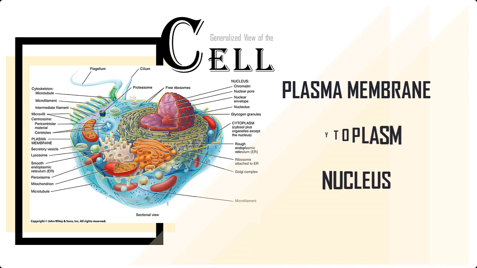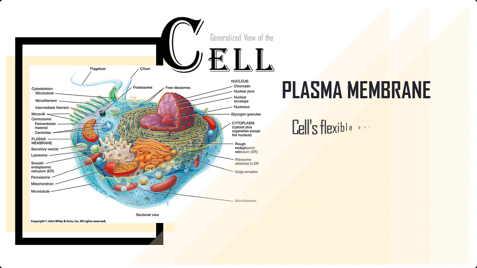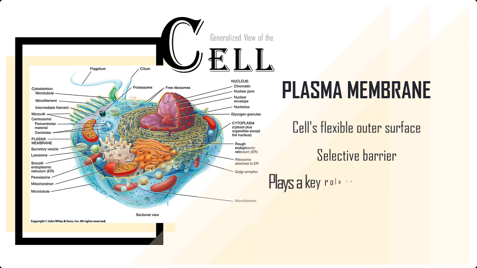So, the plasma membrane forms the cell's flexible outer surface, separating the cell's internal environment from the external environment, and it is a selective barrier that regulates the flow of materials into and out of a cell, and this selectivity helps establish and maintain the appropriate environment for normal cellular activities. The plasma membrane also plays a key role in communication among cells and between cells and their external environment.